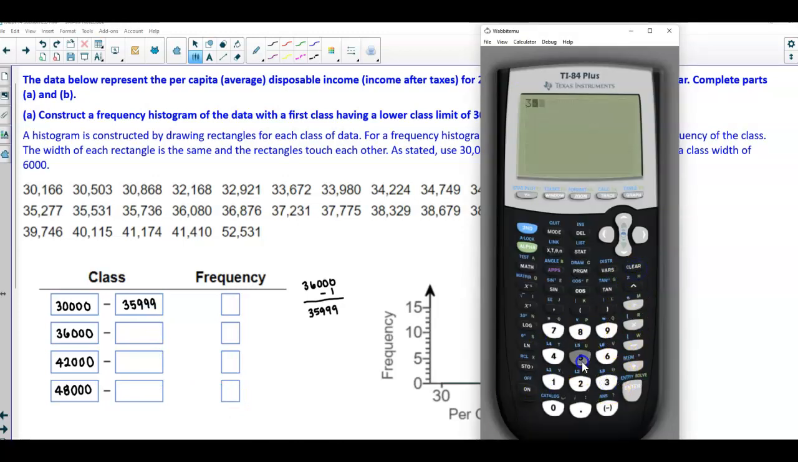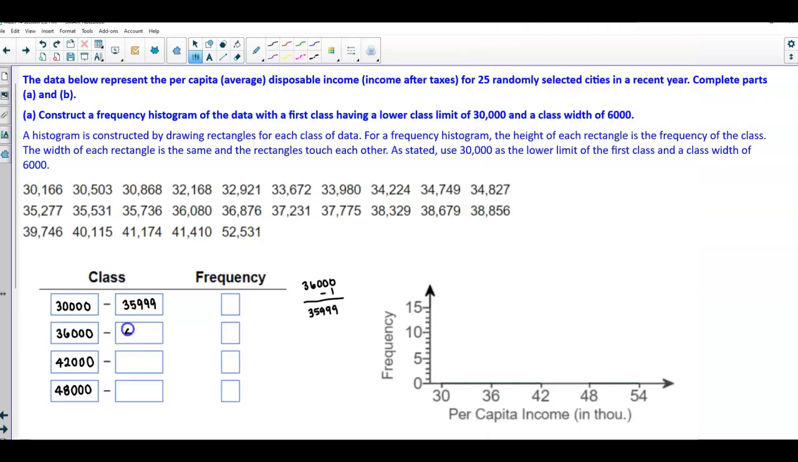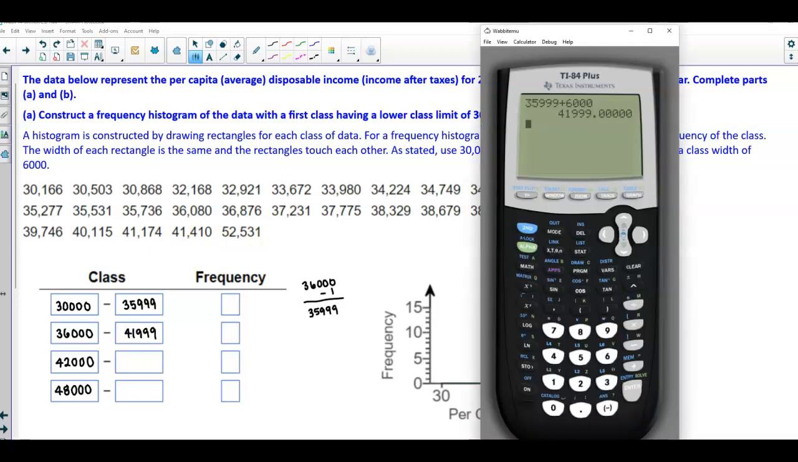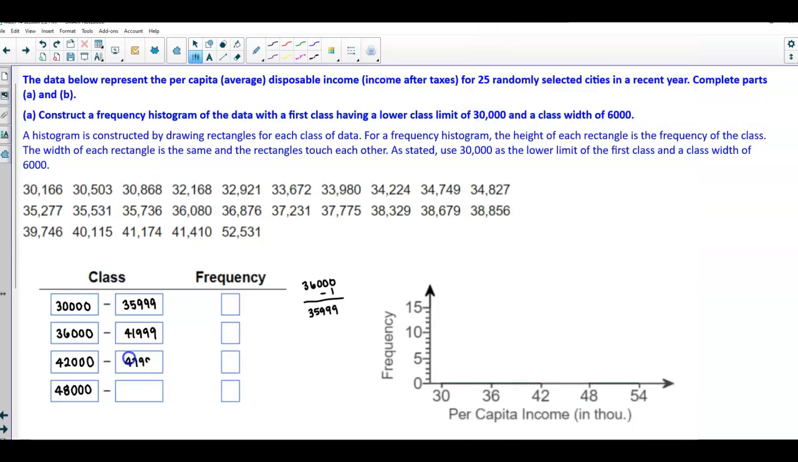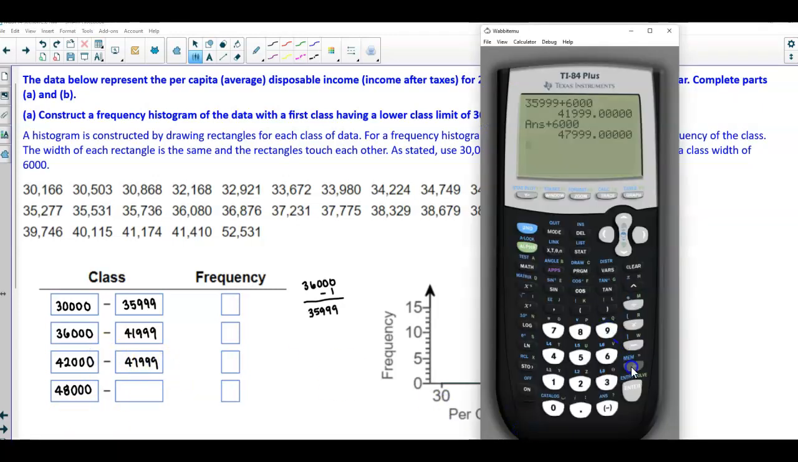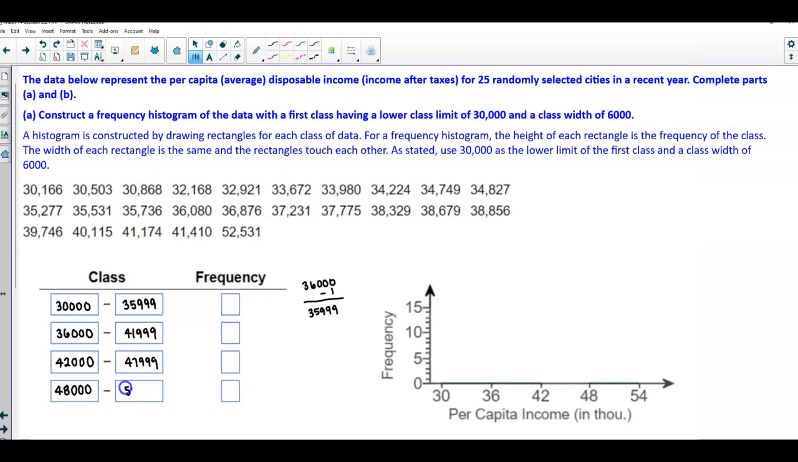So let's go ahead and do that. If we take 35,999 and add 6,000, that gives us 41,999 for the upper class limit of the second class. Then we add another 6,000, and that gives us 47,999, the upper limit for the third class. And if we add another 6,000, we get 53,999, which is the upper limit for the fourth class.